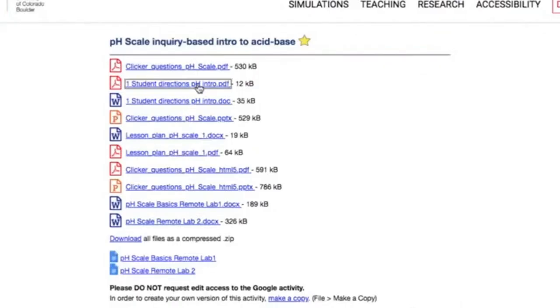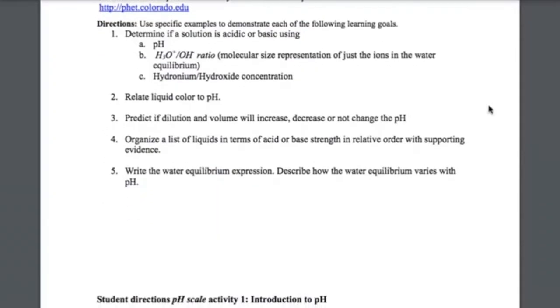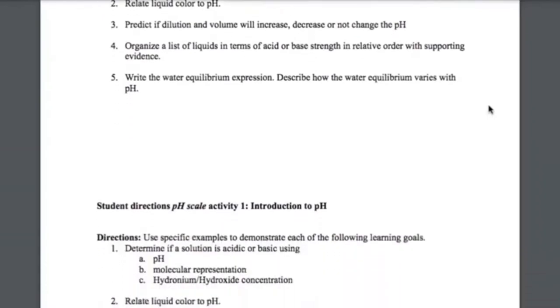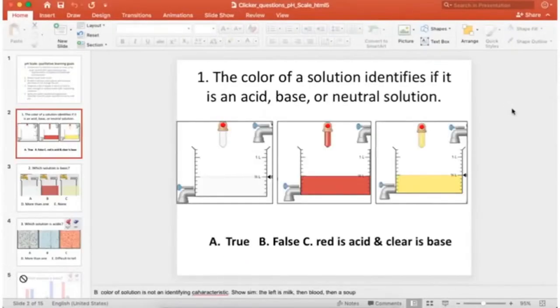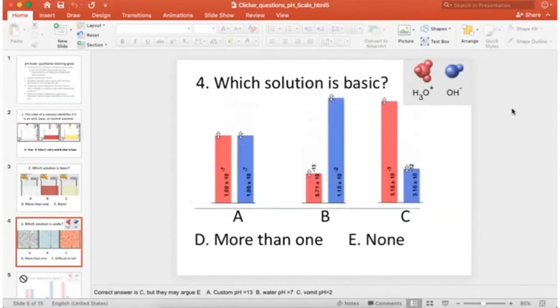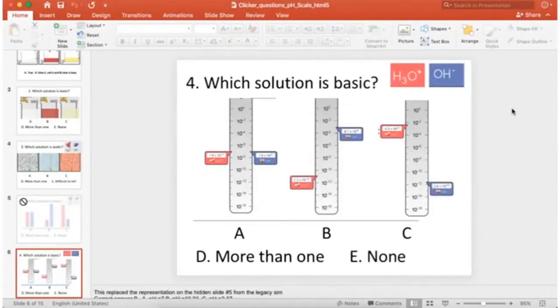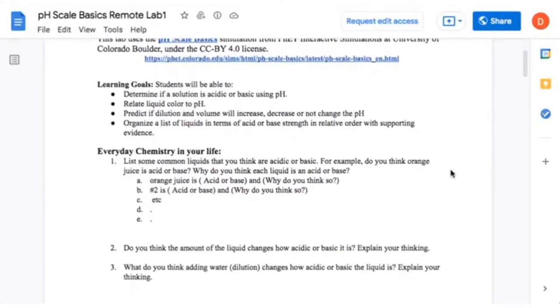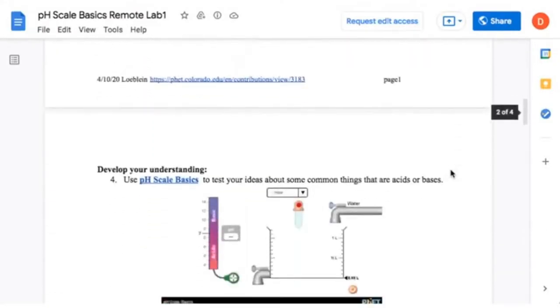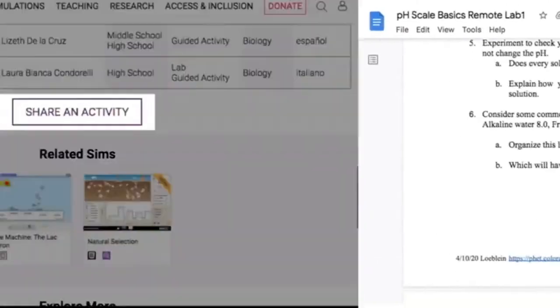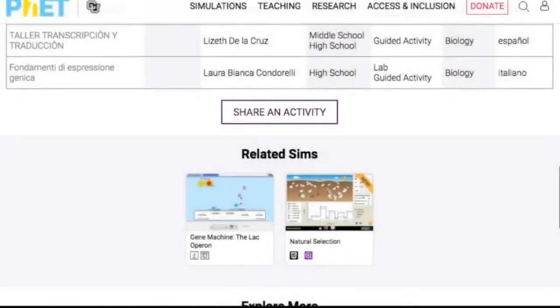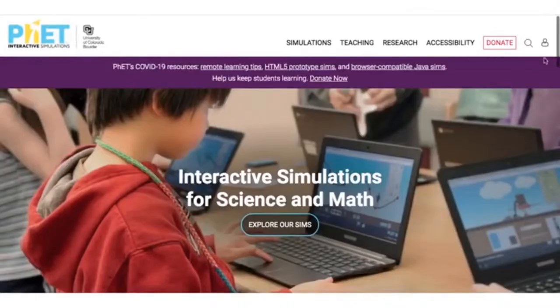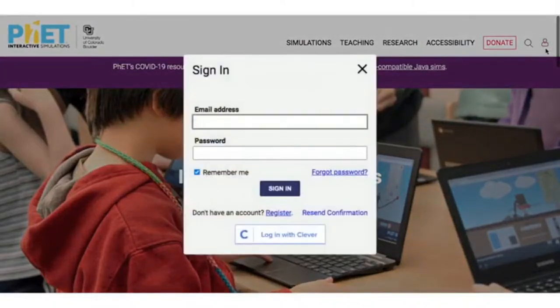The activities can come in different formats, such as a PDF file that you can open instantly, editable documents to adapt the activity specifically for your students, PowerPoint documents that often include presentations or questions, or even Google documents so that you can seamlessly use them for remote learning. If you have an activity, share it. To access these teacher resources, you must register for an account.